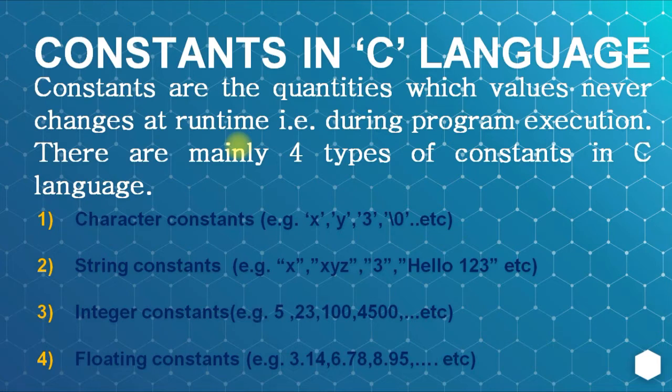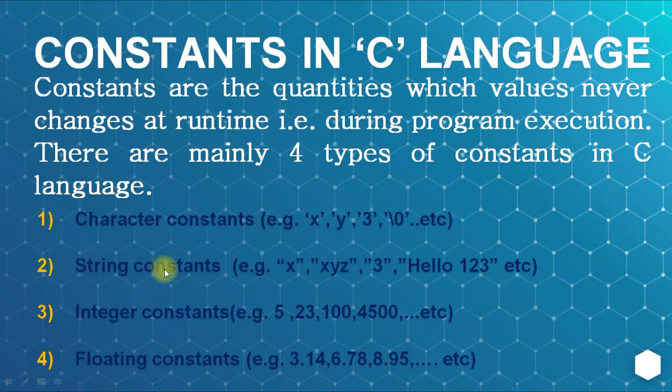So how will we identify character constants? If any single alphabet, whether small or capital, doesn't matter, but only a single alphabet or any single digit is enclosed inside single quotes, then it is known as a character constant. This is an exception: backslash zero is treated as the null character constant. It is used in a string. We will see it later in this tutorial.